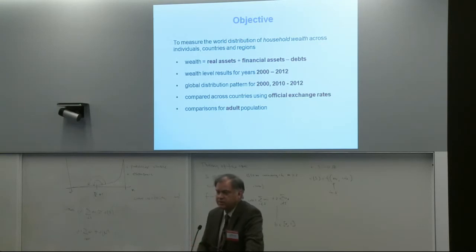In what I'm going to tell you about today, we use official exchange rates. We've done it the other way using purchasing power parity. The argument is that for wealth, there's a stronger argument for using official exchange rates than there is for income. Wealth, as we'll see and as people know, is highly concentrated. And if you are an Indian billionaire thinking about investing your money in the UK or Canada or Australia or wherever, what's relevant for you is official exchange rates.